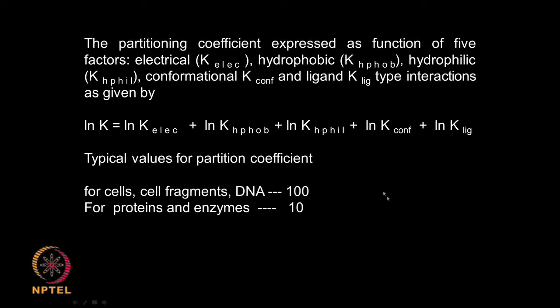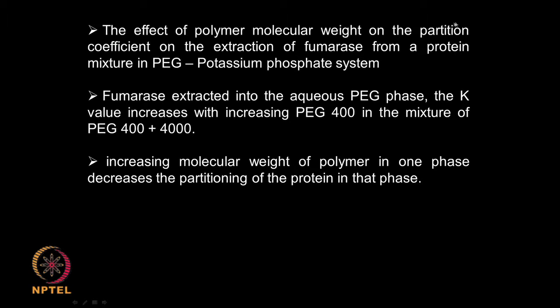The partition coefficient is expressed as a function of five factors: electrical, hydrophobic effect, hydrophilic effect, conformational effect and ligand type interaction. That is how we calculate it. And typical values of partition coefficient for cell fragments and DNA are 100, and for proteins and enzymes 10. So, what does that mean? If I have a PEG solution, cells and debris will partition preferentially rather than the proteins and the enzymes.